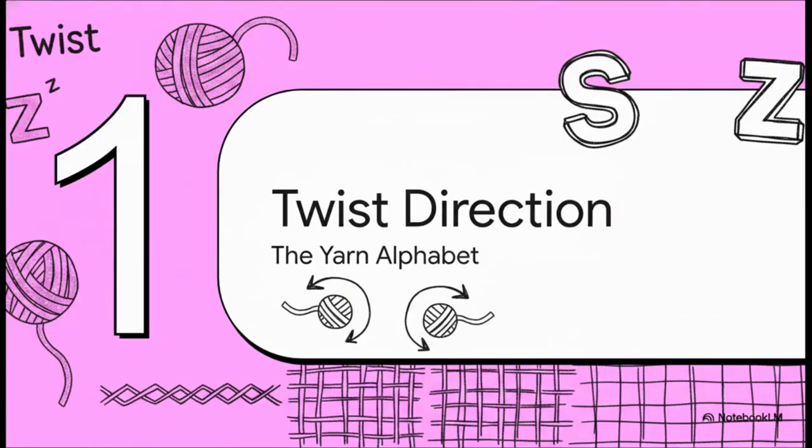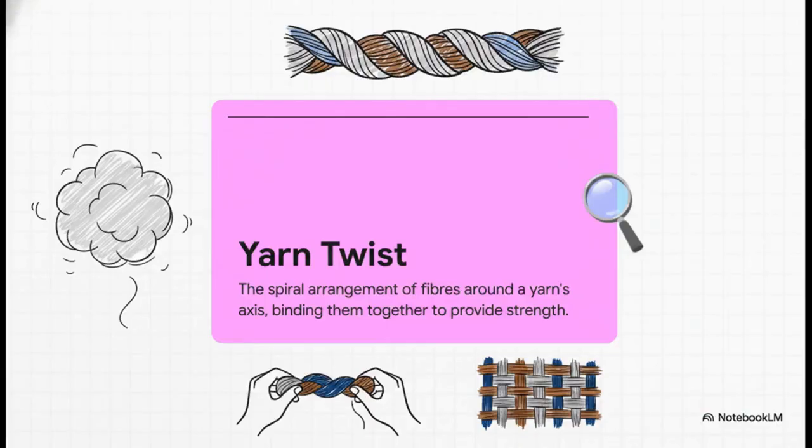So, to really understand the secret, we have to learn its language. And the good news, the alphabet only has 2 letters. It all kicks off with the direction of the twist. Okay, so what is yarn twist really? Well, imagine you just have a bunch of loose, fluffy fibers. On their own, they're not much use, right? Twist is what happens when you arrange those fibers in a spiral. It's the thing that binds them all together and gives yarn the strength it needs to become cloth. No twist, no fabric. It's that simple.